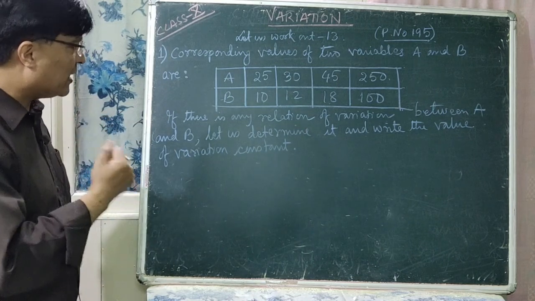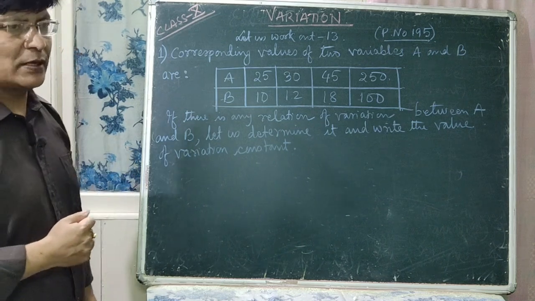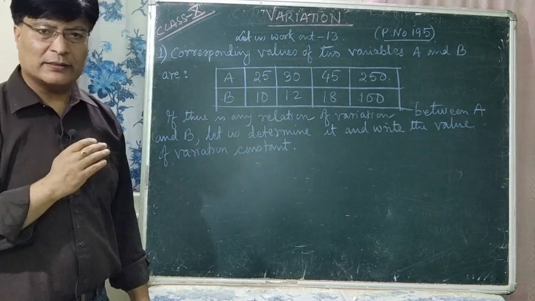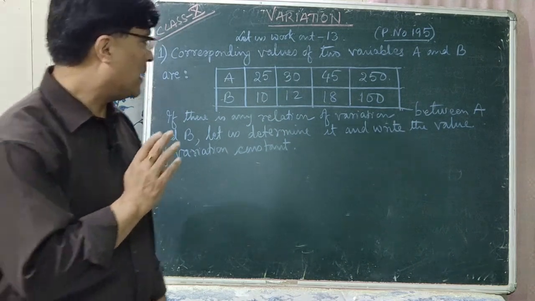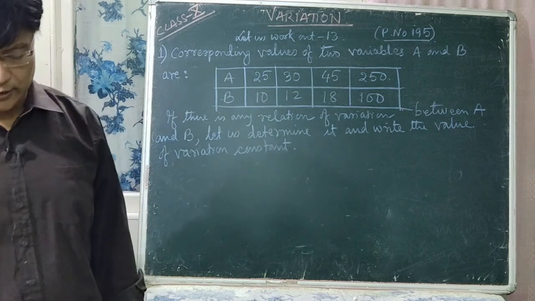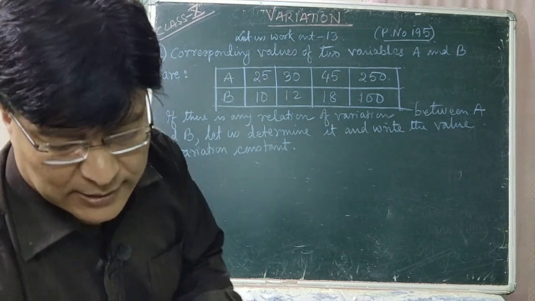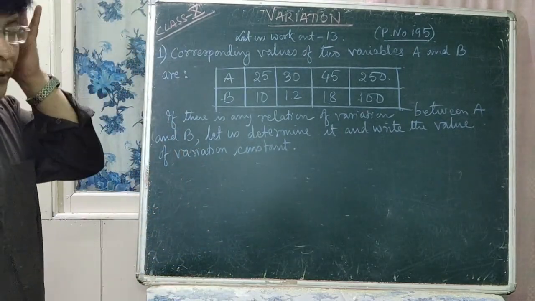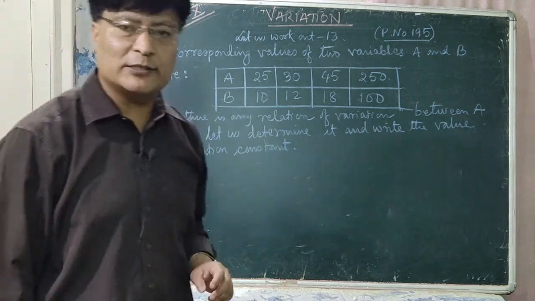So if there is any relation of variation between A and B, let us determine it. Is there any relation between the two variables A and B here? If the relation is there, you have to determine it. And also you have to write down the value of the variation constant, right? You have to write down the value of the variation constant in this as well. So what is given in the question here: A and B are two variables.